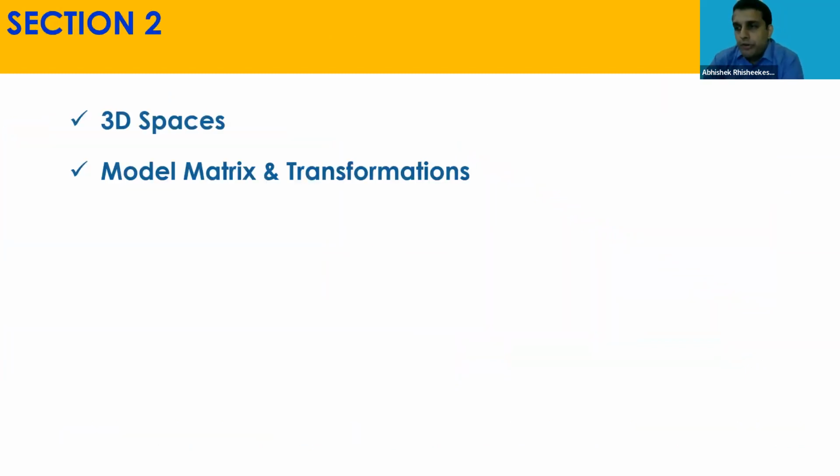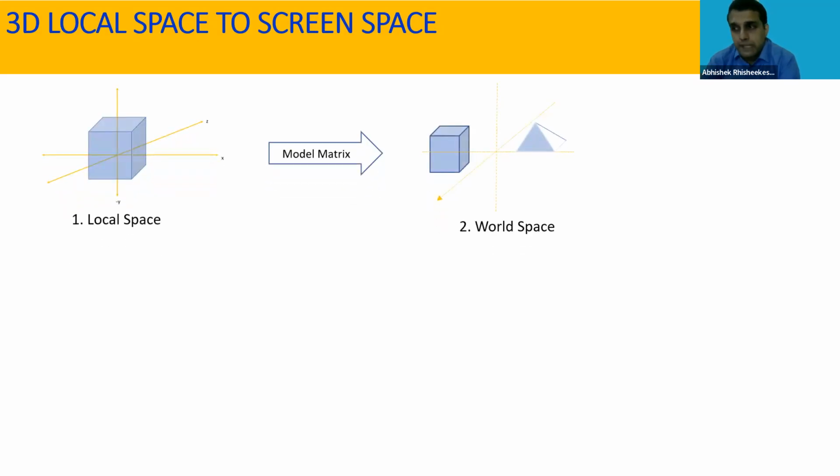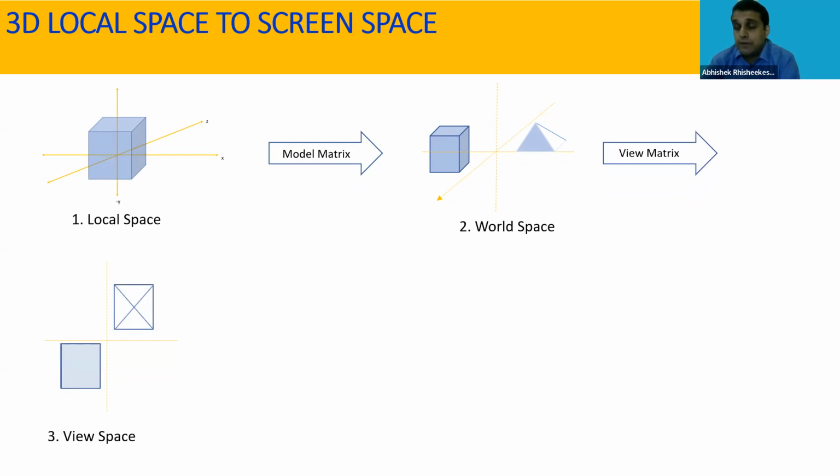Now, in this section, we will introduce you to different spaces and the concept of transformations in 3D graphics. Primarily, there are 5 major spaces and 4 main transformations in 3D graphics. First of all, there is a local space which deals with creation of local objects. Then comes world space, which positions multiple objects in a 3D scene. Then we have the view space, which sees the world from a viewer's or a camera's point of view.